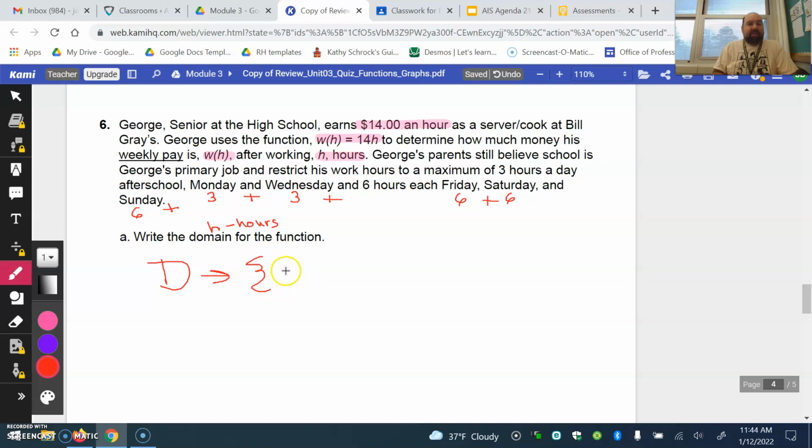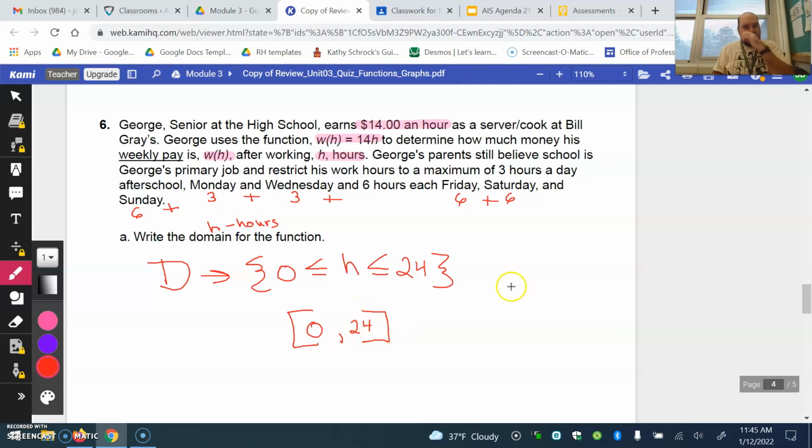So what I'm going to say is the minimum is going to be 0, and then is less than or equal to H, because in the key, I had used X when I should probably use what they give me, which is H for hours, which is less than or equal to my maximum, which is 24. So the domain goes from 0 to 24. If you want to use interval notation, you certainly could do that and go from 0 to 24. Remember, we use the square bracket to indicate that it's equal to.